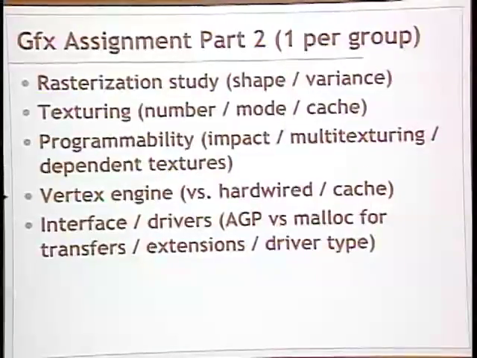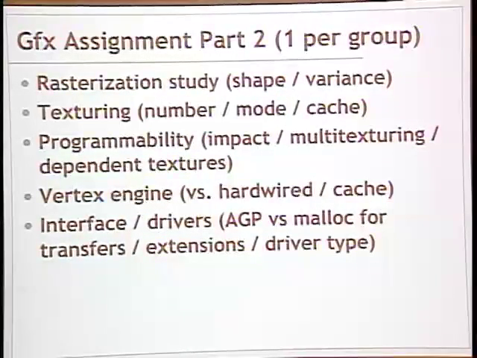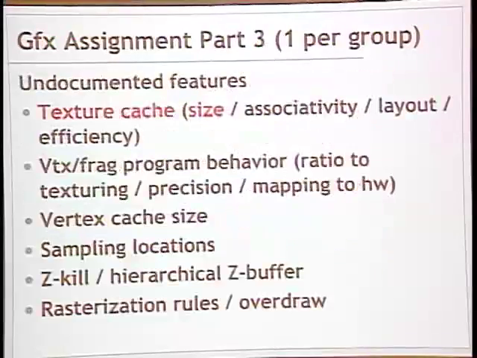What's the impact of programmability? What if we do vertex engine versus hardwired calls and so on? So these are also described. But I'd like you to look into more detail into one aspect of graphics performance, this characterization of triangle size versus performance. And then what I'd like you to do is look into an undocumented feature.